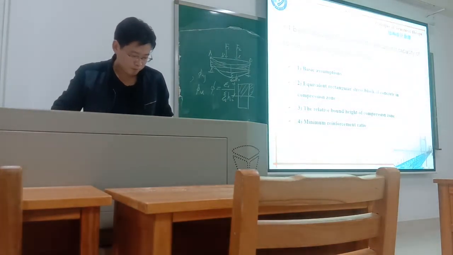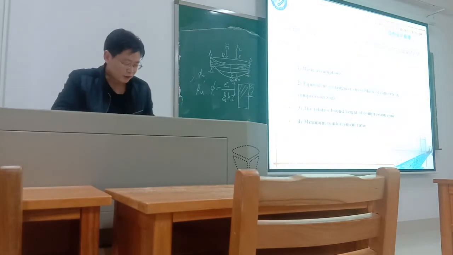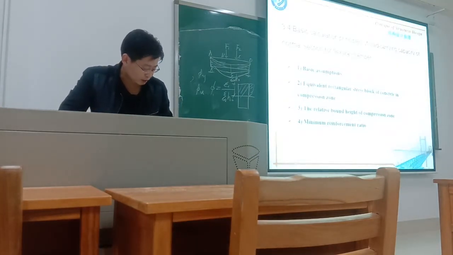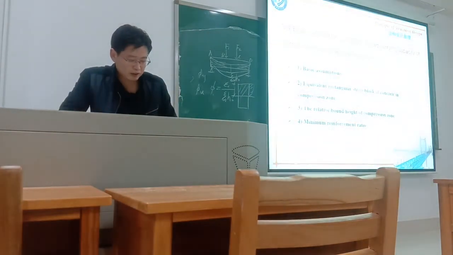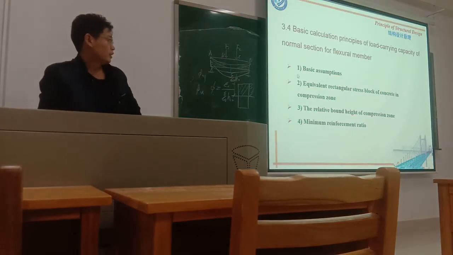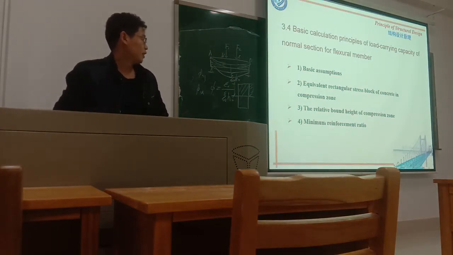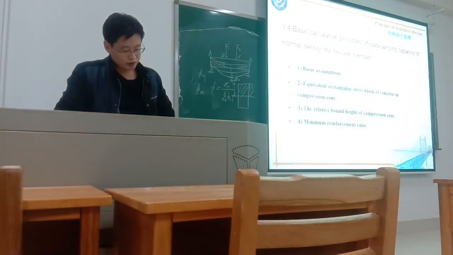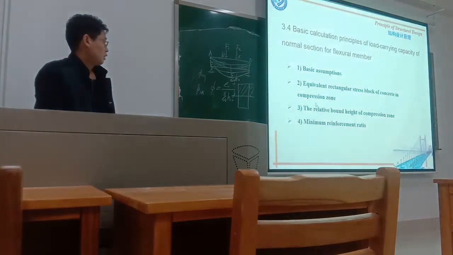Okay. So the fourth part of this chapter 3 is the basic calculation principle of the loading capacity of the normal section of the flexural member. It includes four parts of content: the basic assumption and the equivalent rectangular stress block for the concrete in the compression zone.